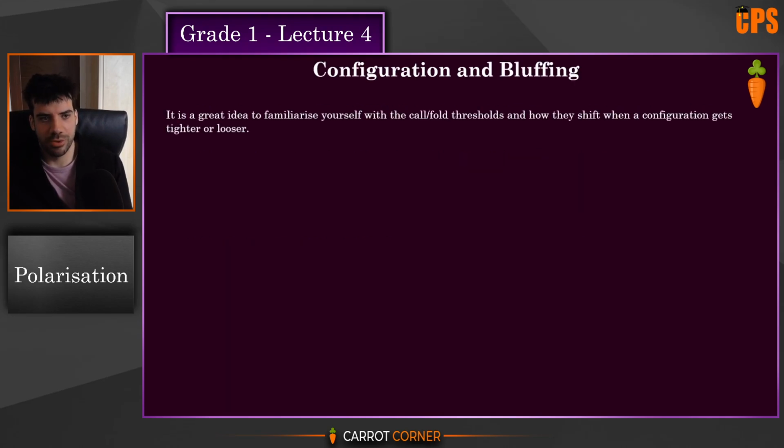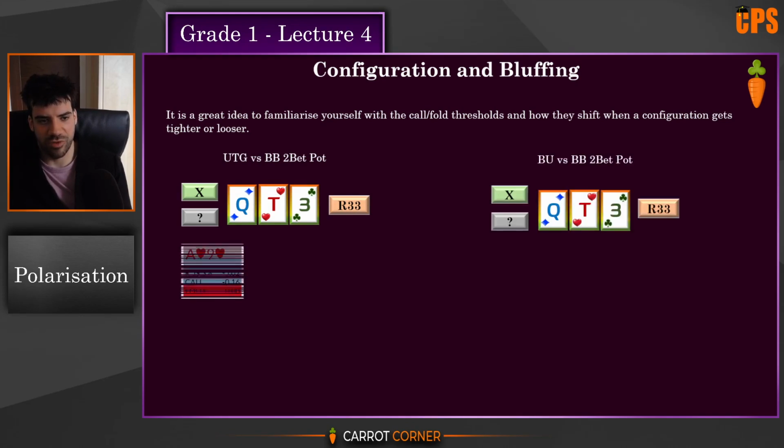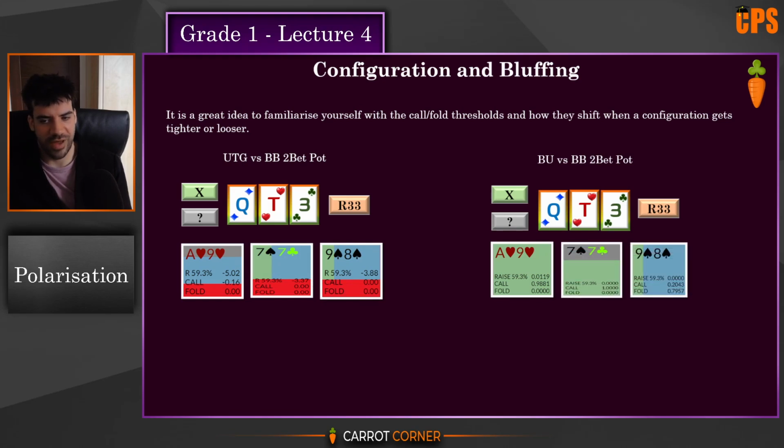Configuration and bluffing now. So it's also a great idea to familiarize yourself with call fold thresholds and how they shift when a configuration gets tighter or looser. So for example, if you are in this spot where you're facing the range bet here, you will not want to defend these hands pure. But over in this spot where you're against the button, you will want to defend most of these hands pure. But why is this?